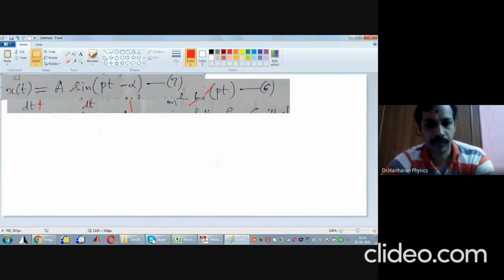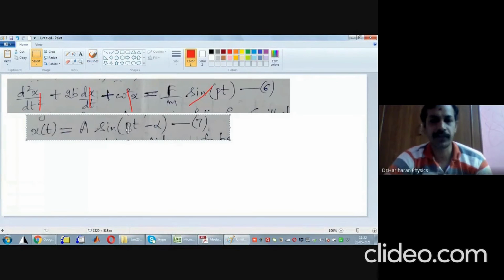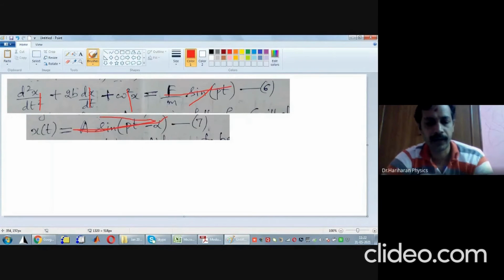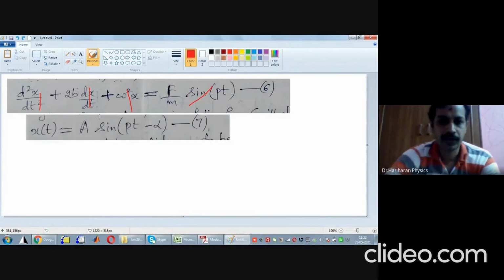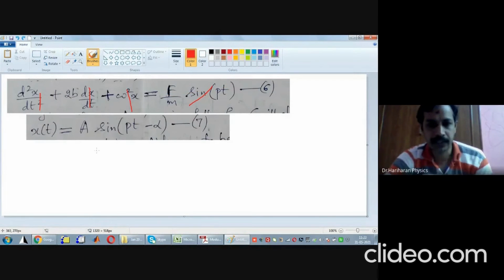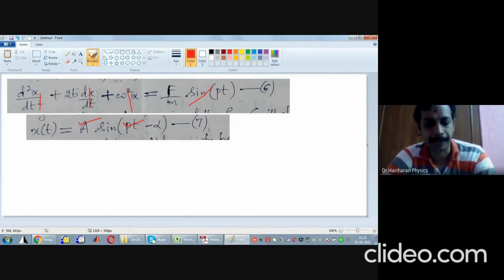Okay. Now can you see here? This is equation 6. This is equation 7. So the solution to my problem lies in the problem itself. Correct? Therefore, the solution of equation 6 is given by x of t is equal to a into sine of pt minus alpha. Means the solution depends on the nature of the frequency of the external force, that is p. Okay, so the solution to the problem lies in the problem itself.